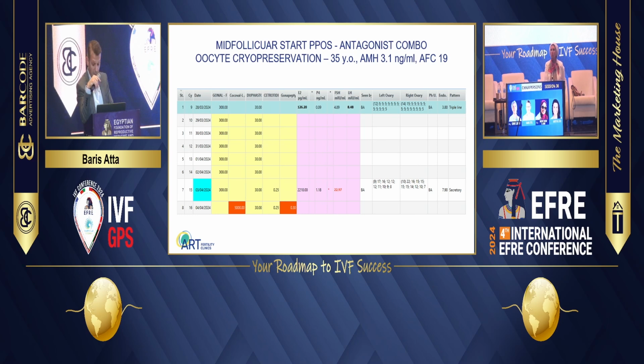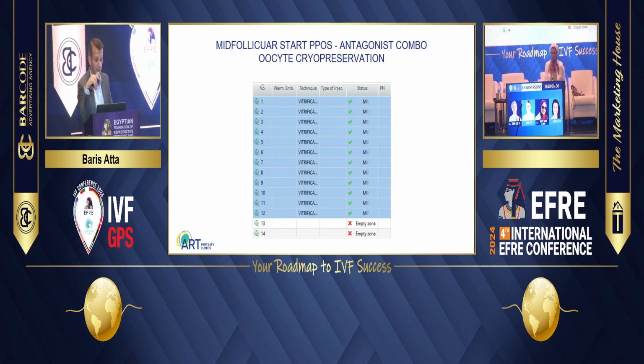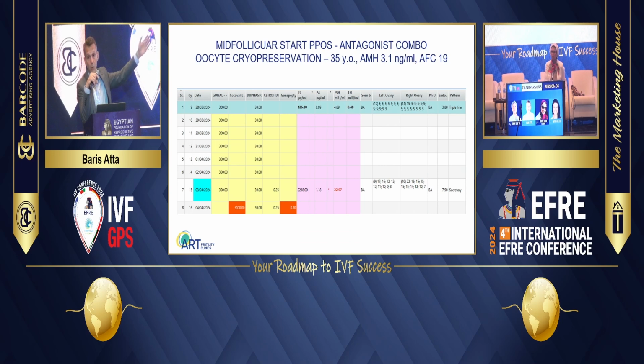I did a dual trigger, and we collected 14 oocytes, 12 were mature, and we vitrified them. So it was a convenient stimulation for the patient. Saw her once, then saw her the second time, triggered, and done.